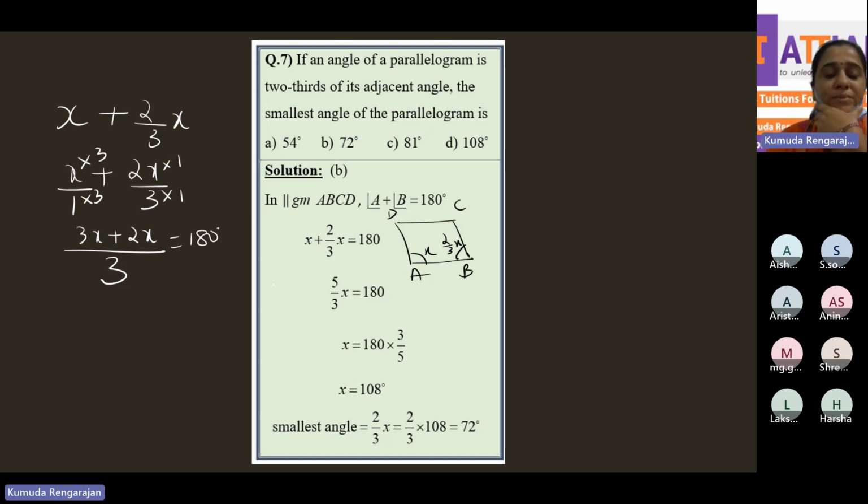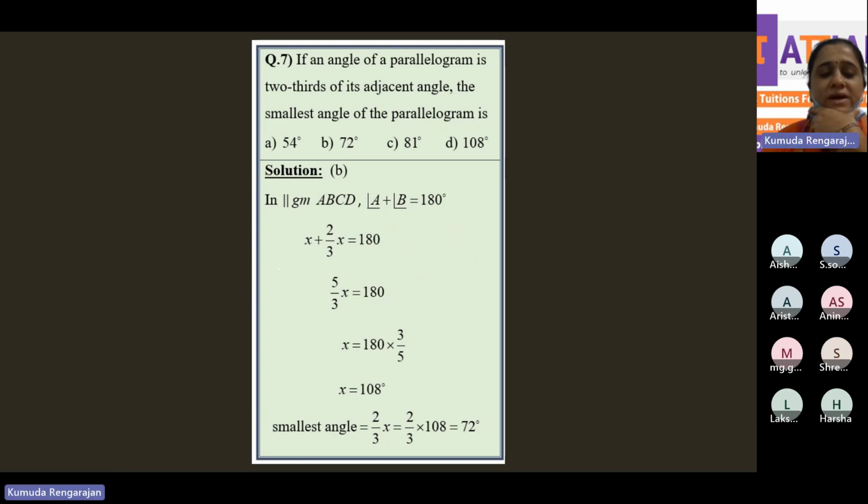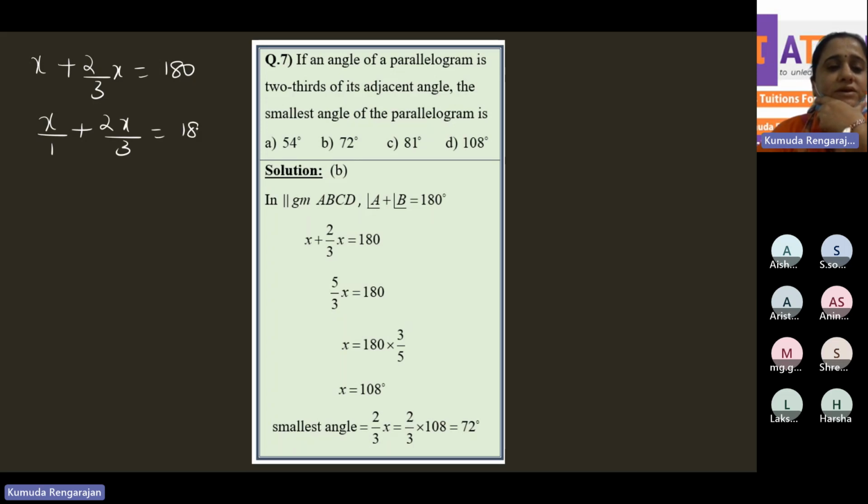Since I've not presented the steps here, I'm just working it here for you. I just noticed that my answer does not have the steps, so I'm doing it again for you. x plus 2/3 x is equal to 180. So x/1 plus 2x/3 is equal to 180. LCM is 3. So 3x plus 2x is equal to 180. 5x/3 is equal to 180.